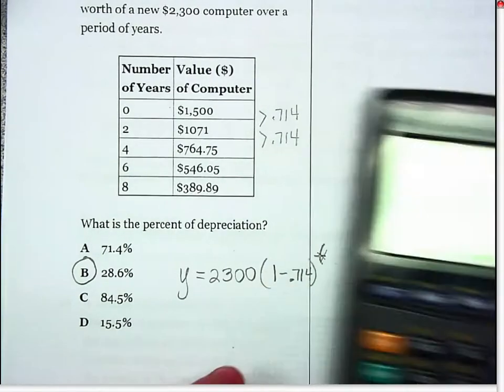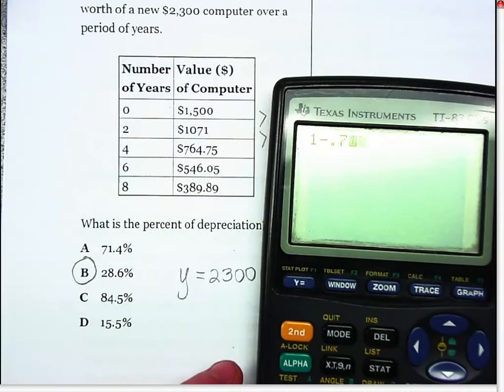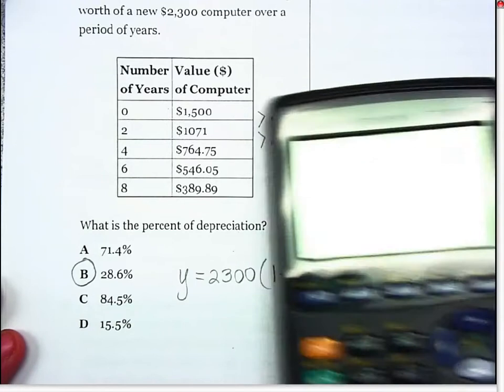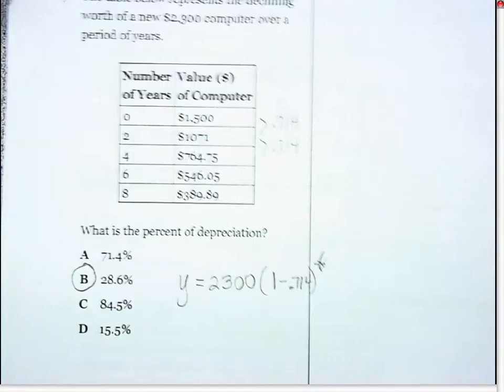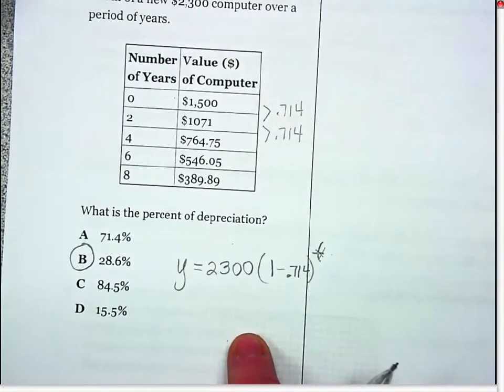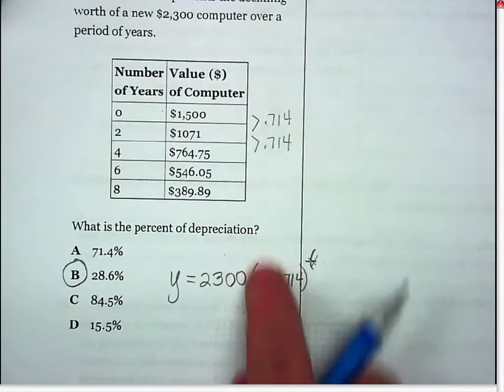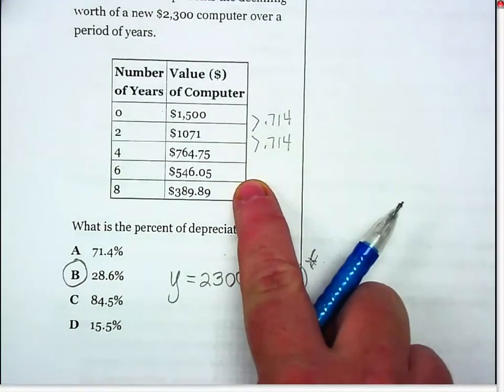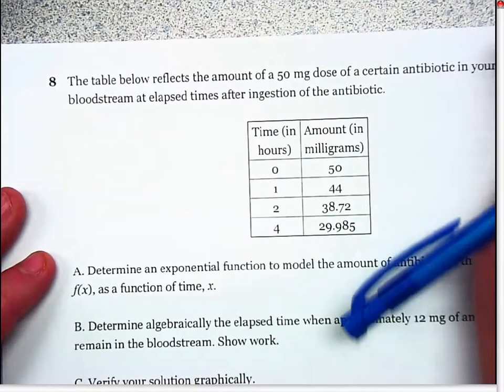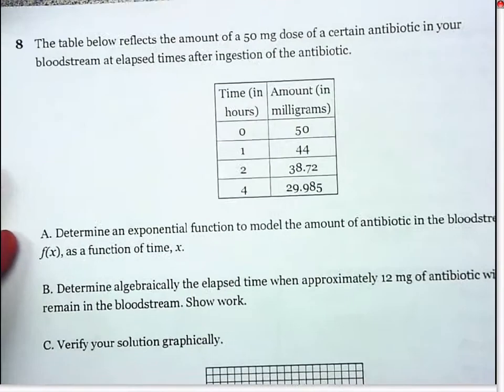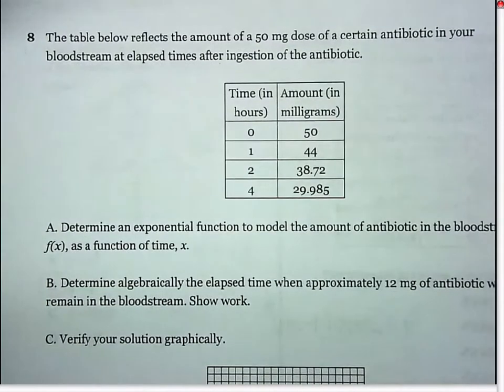So 1 minus 0.714 is, okay? Okay, are we okay with this? Just remember that you have to subtract it from 1, okay? Is this the one I did with you? Yes. With everybody? Yep. I'm going to go ahead and do it because of the people that weren't here.